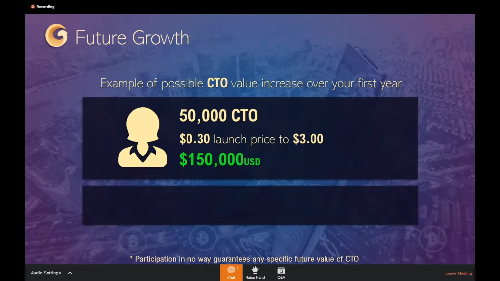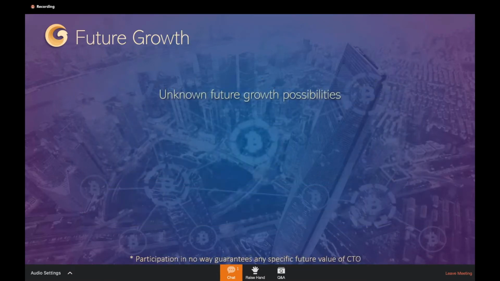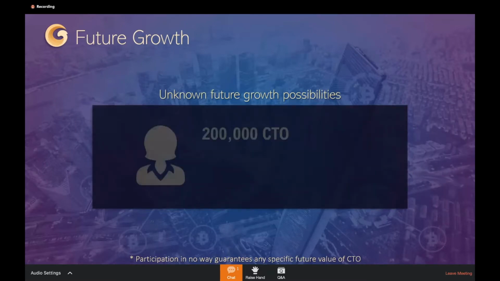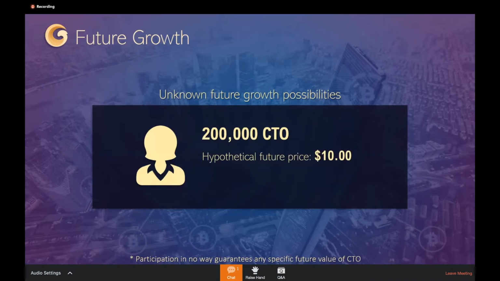Well, what happens if that price goes to $6? It would be a $300,000 first year for you. Exciting days for sure. But more than that, because we know this concept absolutely has legs and is proving to be extremely popular, what happens over a course of a number of years if you accumulated a couple 100,000 CTO? And what happens over those couple or few years if that price climbed to $10, for example? Well, now we have a truly life-changing opportunity that's presented itself.